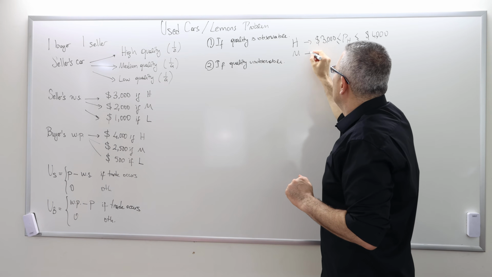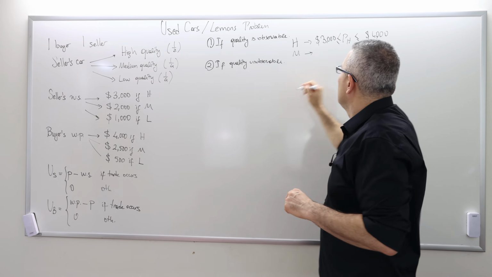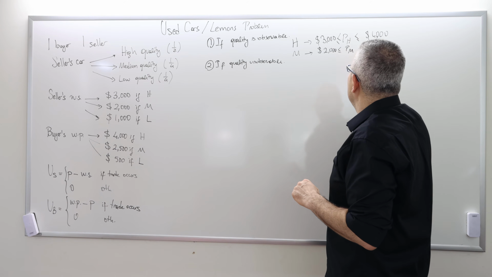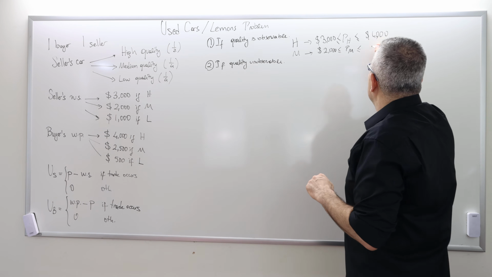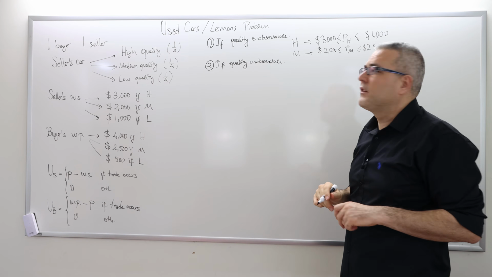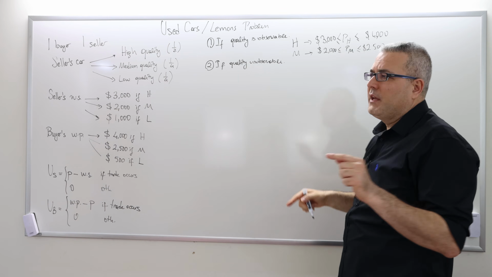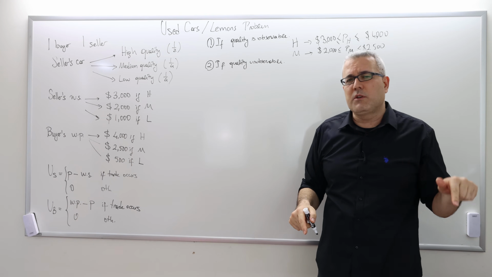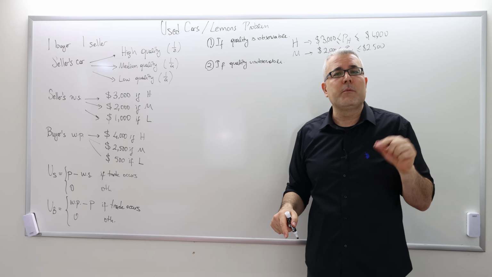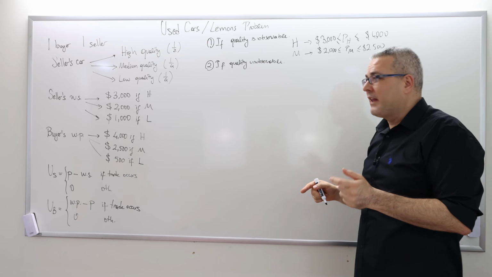Well, if it is a medium quality, then we know that the seller is willing to sell at a price of $2,000 or more, so PM, let's call it, and the buyer is willing to pay $2,500 or less, but no more than $2,500. And so therefore, if the price is in this range, meaning higher than $2,000 but lower than $2,500, well, then the medium quality car will be traded, because any price in this range will be acceptable by the buyer and the seller.